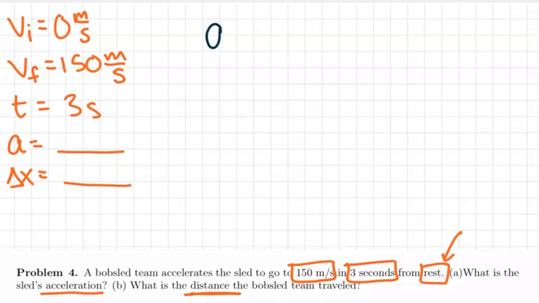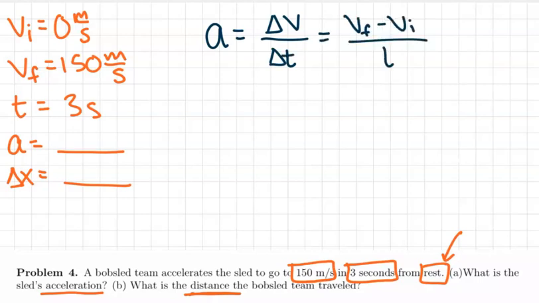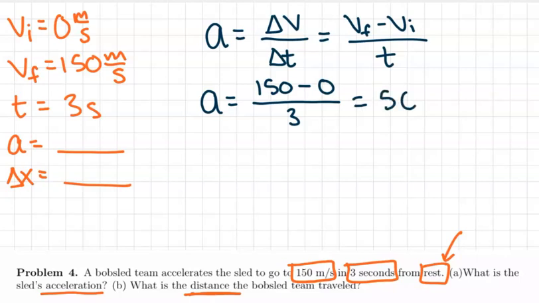So we have acceleration equals change in velocity over change in time. Again, we can rewrite this to say v final minus v initial over time. Totally up to you how you want to organize it. So we have acceleration is equal to 150 meters per second minus 0 meters per second, all divided by 3. So we can go ahead and just divide those here, and we end up with an acceleration of 50 meters per second squared. And that is our answer for part A, what the sled's acceleration is.